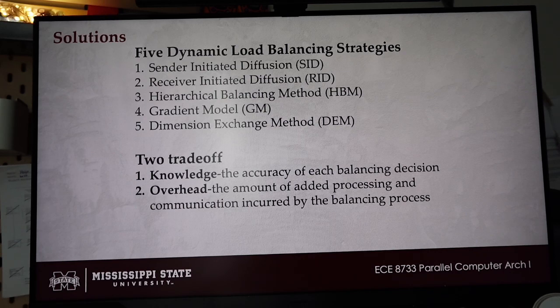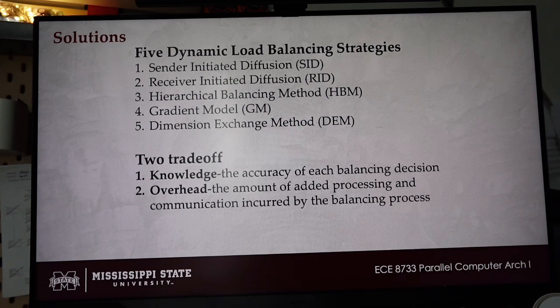In this paper, they compared 5 different dynamic load balancing strategies. The first one is sender-initiated diffusion, and the second one is receiver-initiated diffusion. The next one is the hierarchical balancing method. The next one is the gradient model, and the last one is the dimension exchange method.